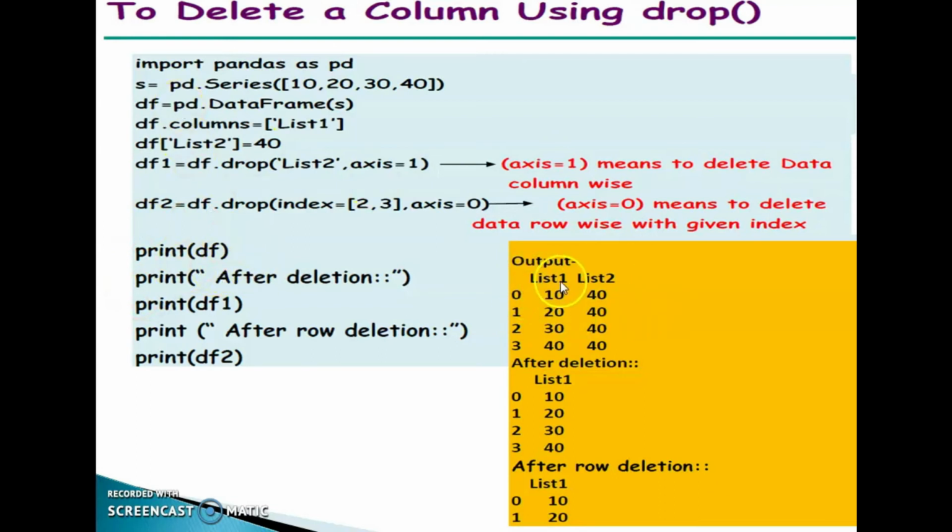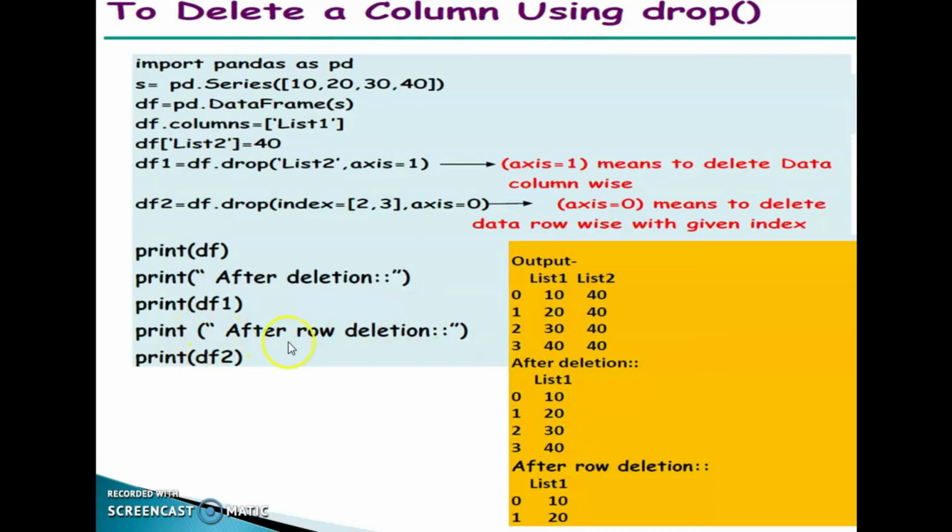You can see the df as 0, 1, 2, 3. These are the index values. List 1 and list 2. Okay. Then print after deletion of list 2. That is print df1. That is we can see 0, 1, 2, 3 only list 1.